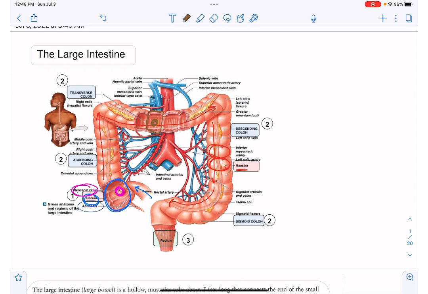Well, one, it's going to make it into a homogeneous mass. It's going to mix everything together. Another thing it does, because it's rubbing against the wall, is allow for water and electrolyte absorption. It allows time for that absorption, and it's physically moving the material against the wall so that absorption can occur back into the blood. And then lastly, all this churning together is going to help compact the indigestible food material and prepare it into feces.